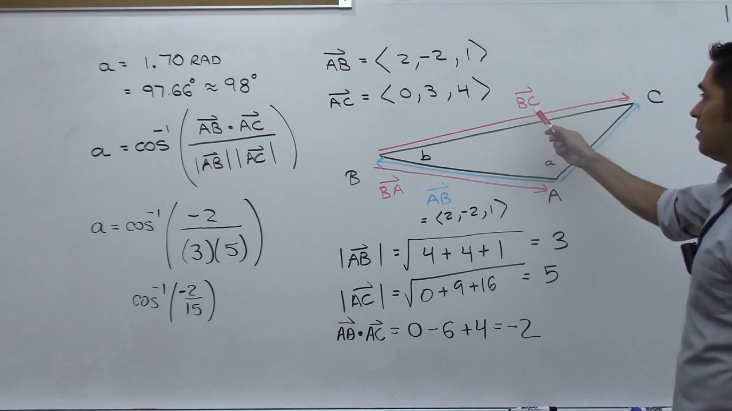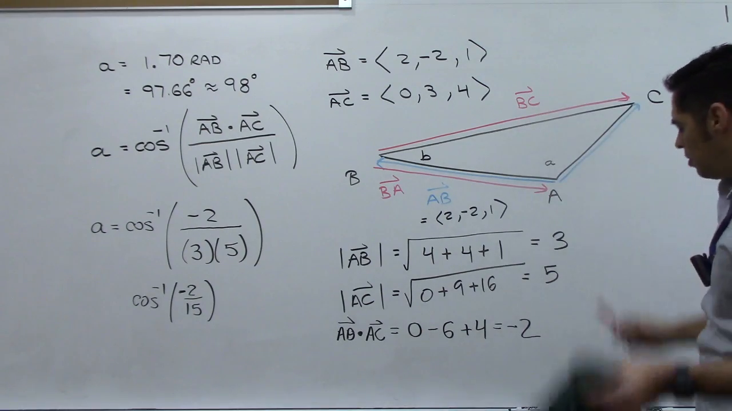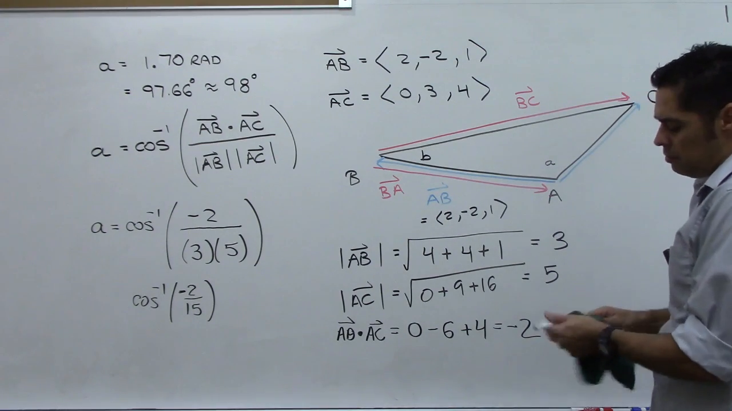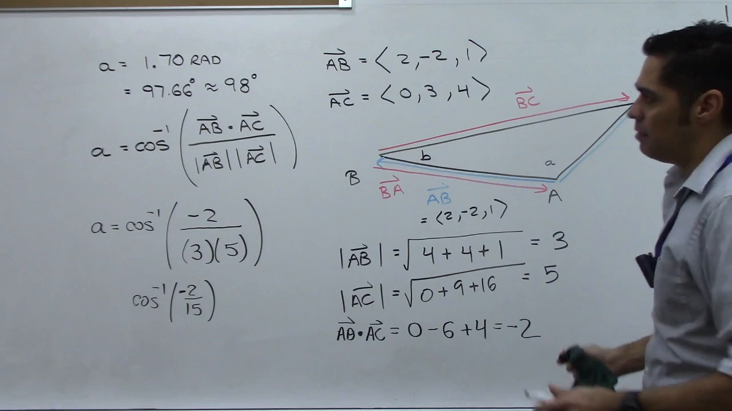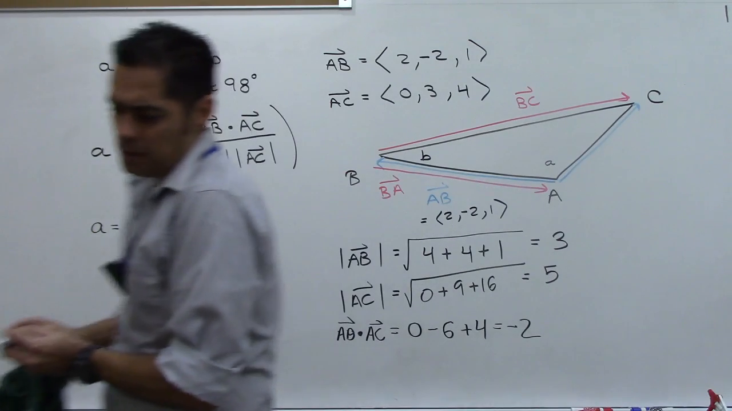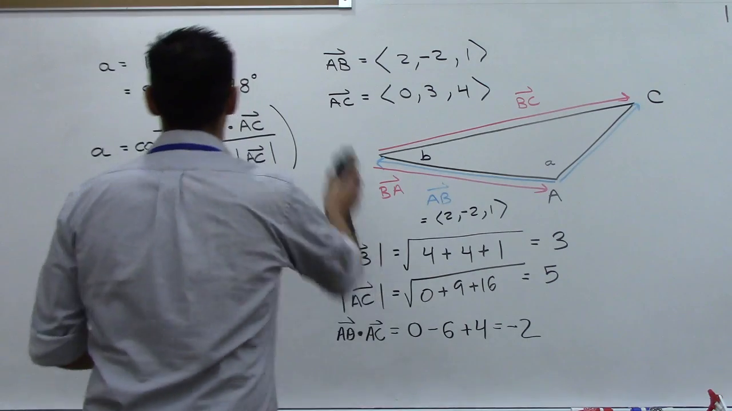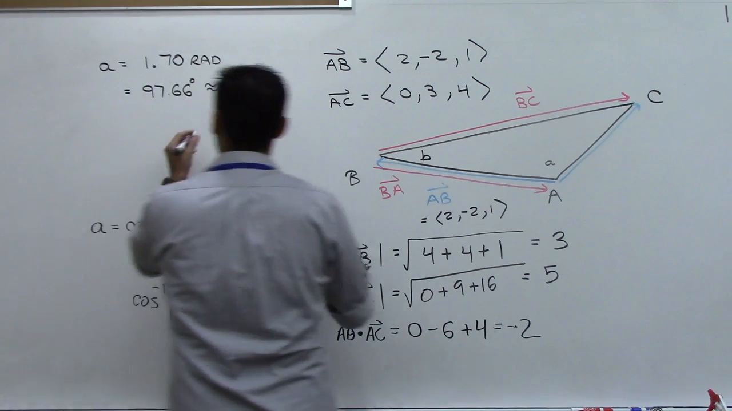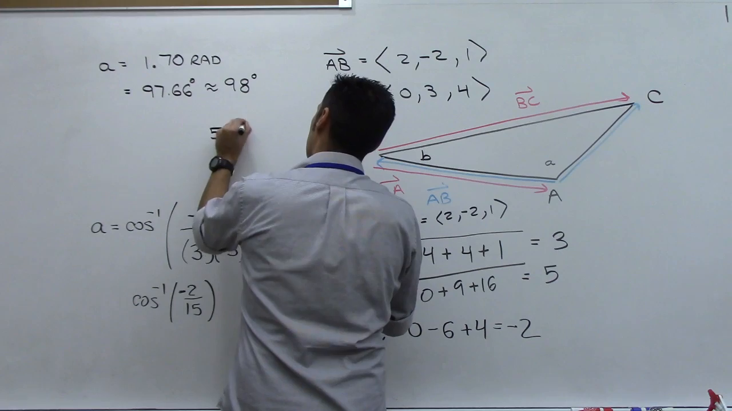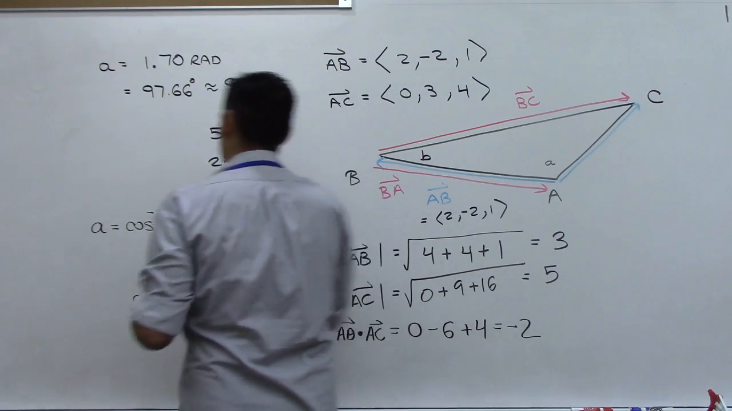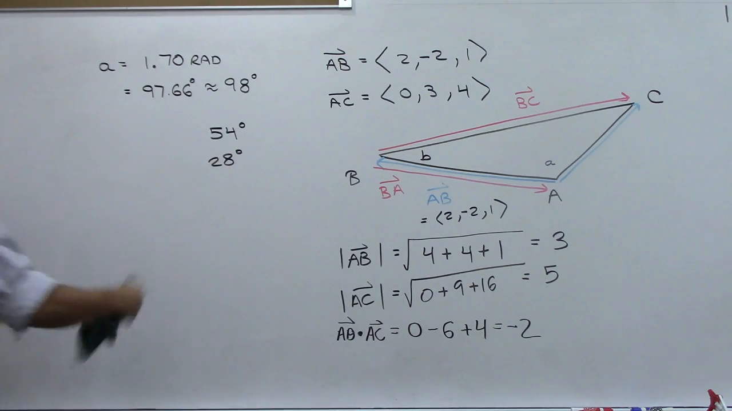But you need to get BC, and then you do the whole thing again. So I'm not going to do that. I'm just going to tell you what the other angles are. The other angles of this triangle should be 54 degrees and 28 degrees. So once you go through and work this again, you should get 54 degrees and 28 degrees. And that'll be it.